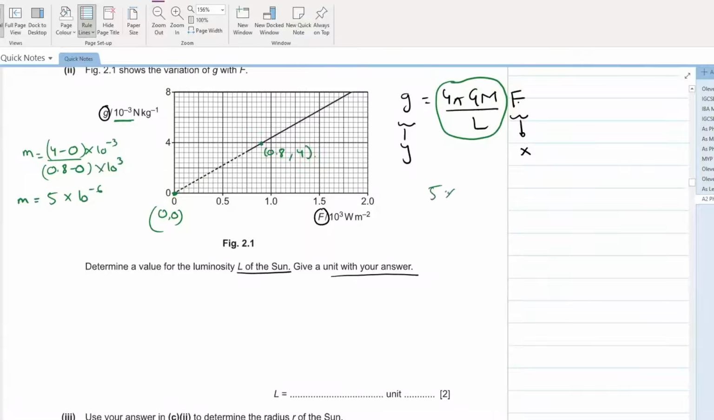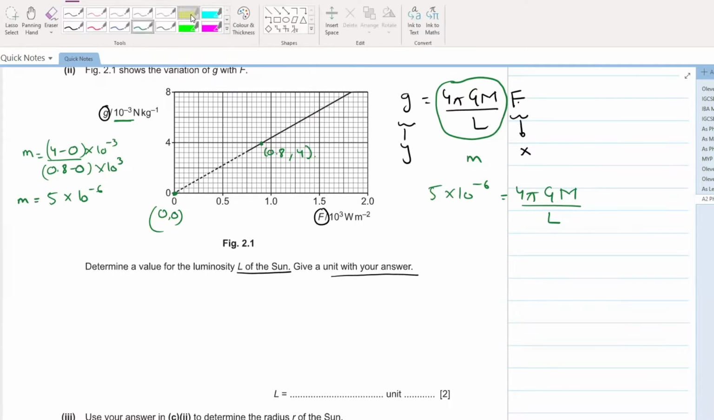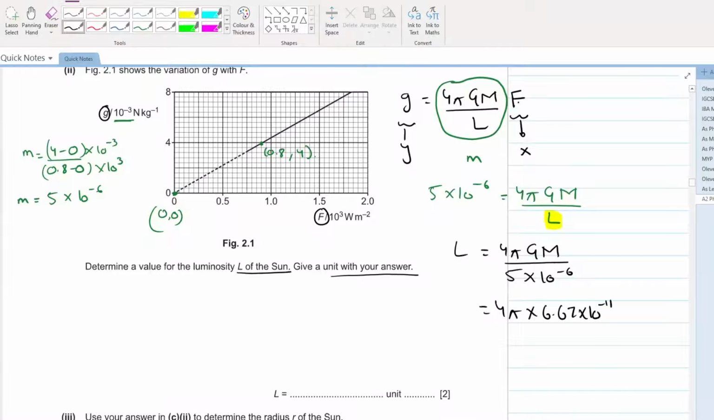So gradient 5 into 10 raised to the power of minus 6 is equal to which value? 4 pi capital G capital M over the luminosity. You have to determine luminosity. Can we do that? Yes. Make luminosity the subject here. Luminosity is equal to 4 pi capital G capital M divided by 5 into 10 raised to the power of minus 6. Do you know the capital G value, beta? Yes, 6.67 into 10 raised to the power of minus 11.